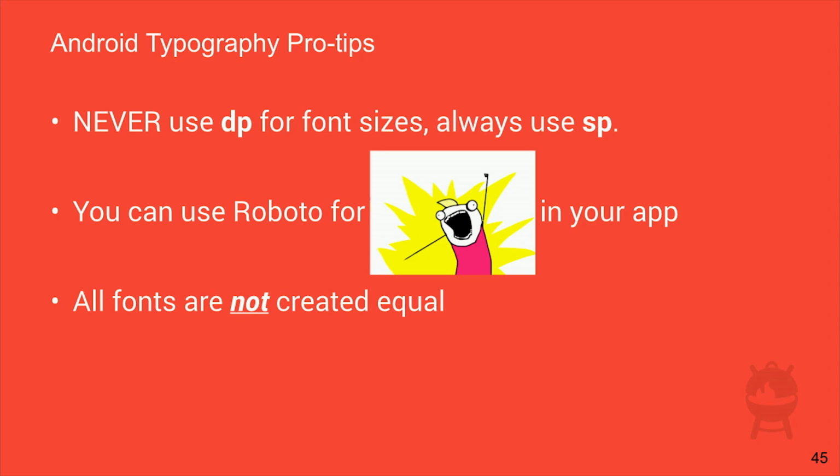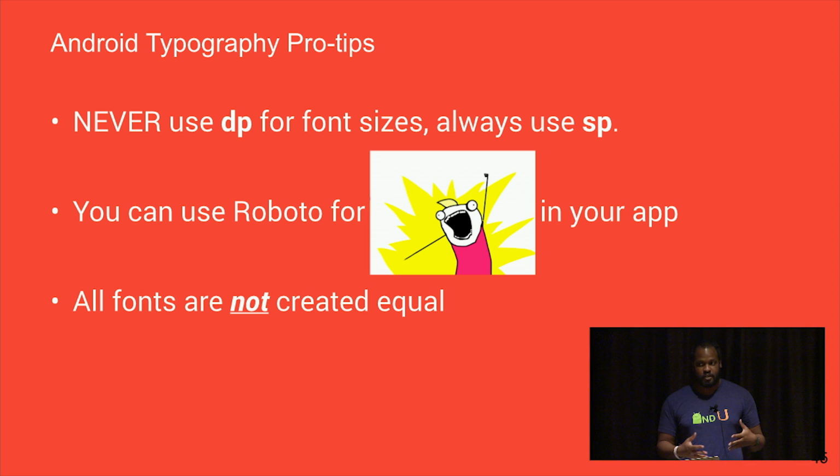You can use Roboto for all the things in your app, and all fonts are not created equal. Just because you have a font that you think is really awesome, it might not scale down very well, or the creator of the font might not have made many weights of it. So just bear that in mind.